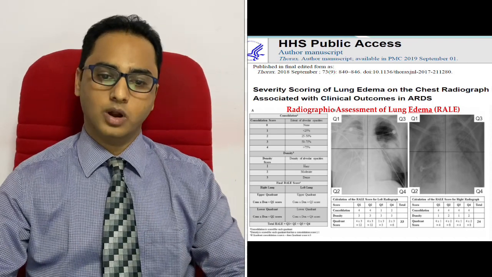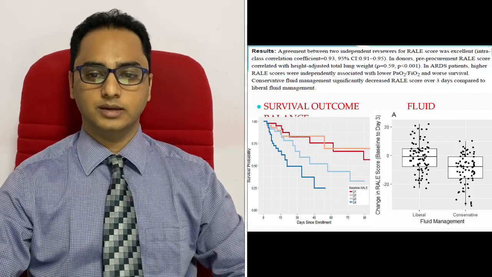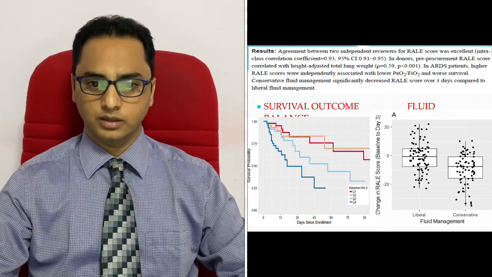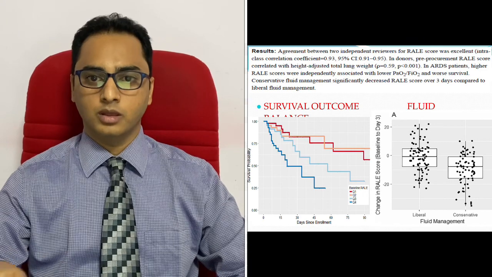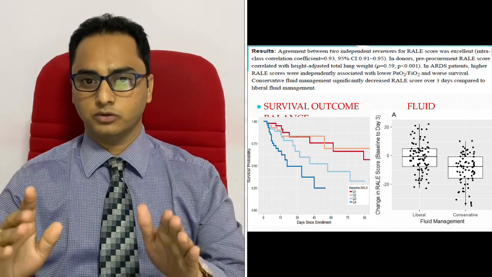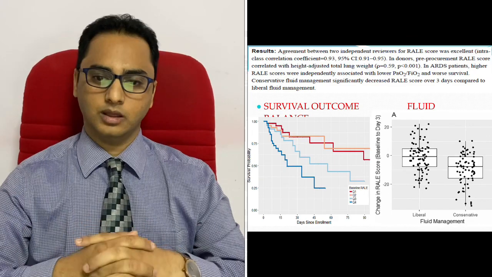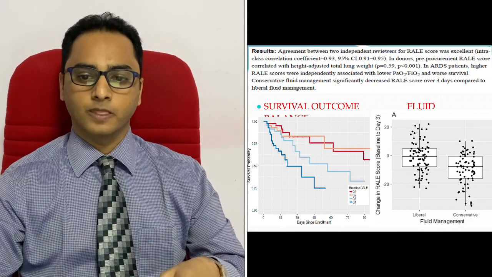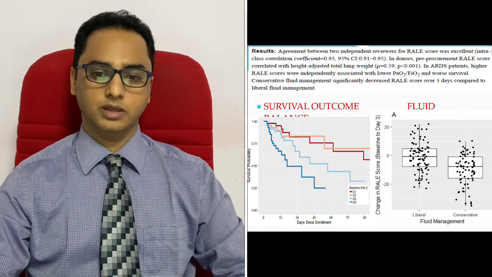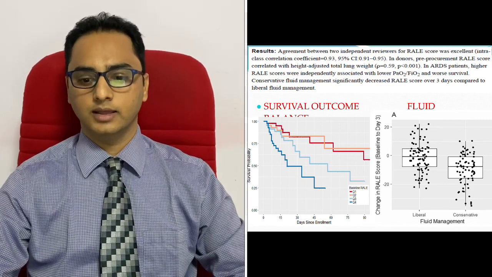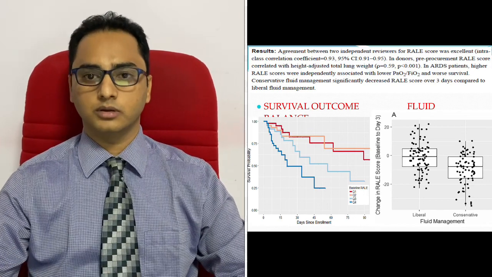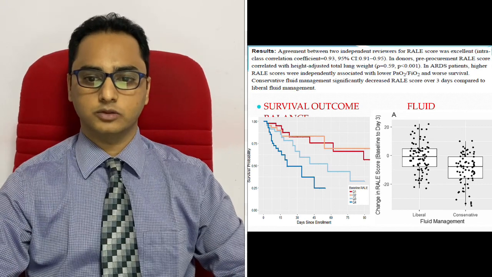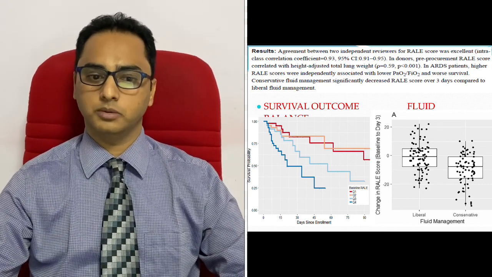So what they found is that whenever there is an increase in the RAIL score, there is an increase in severity of the ARDS with a poor PF ratio, and the survival outcome was also very bad. On the other hand, an interesting thing they found was that those patients who had a lower RAIL score had a lower cumulative fluid balance. So conservative fluid management significantly decreased the RAIL score over the 3 days compared to liberal fluid management.